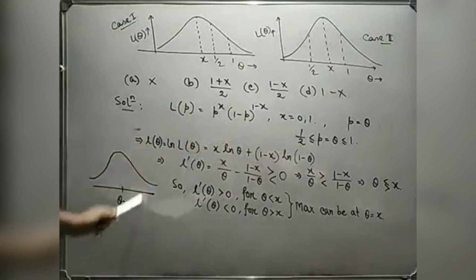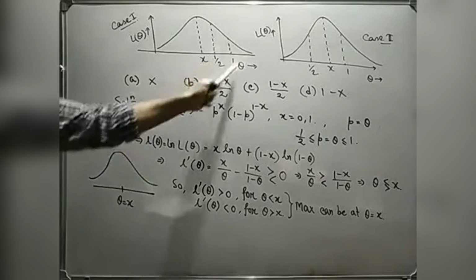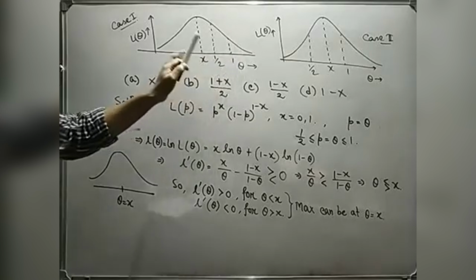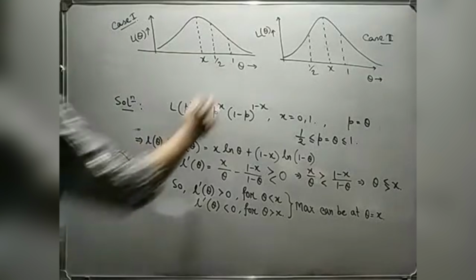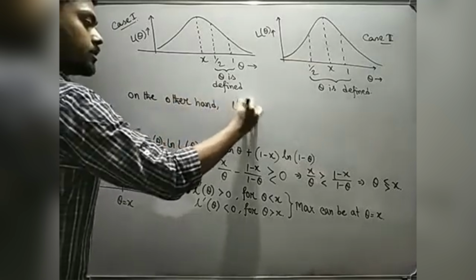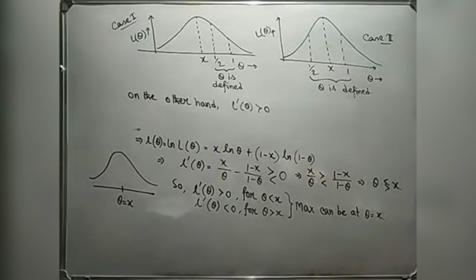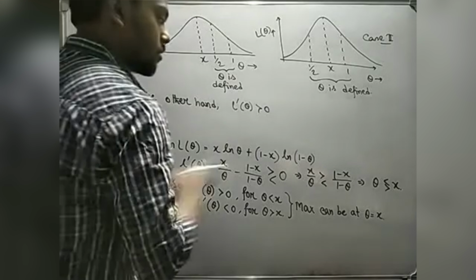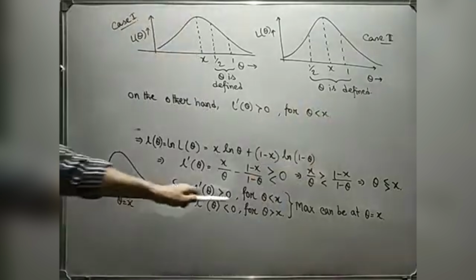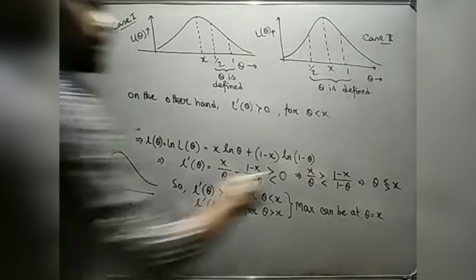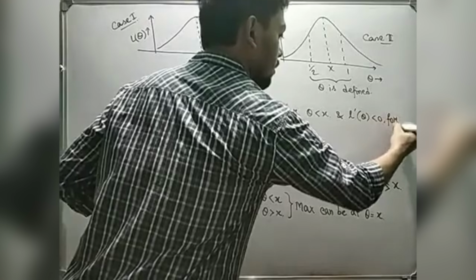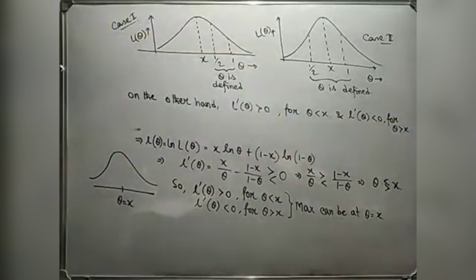Okay, so theta can take the value x if x is in between half to 1. So in this region, that means in the half to 1 region, theta is defined. And obviously in this second case, L dash theta is greater than 0. That means L theta is increasing for theta less than x. So we know that L dash theta is greater than 0 for theta less than x, and L dash theta is less than 0 for theta greater than x. So this is basically true.